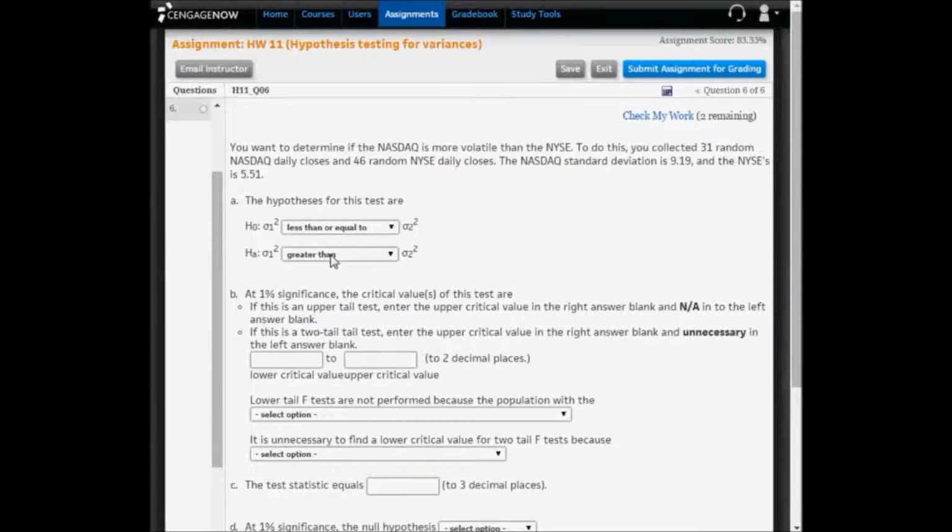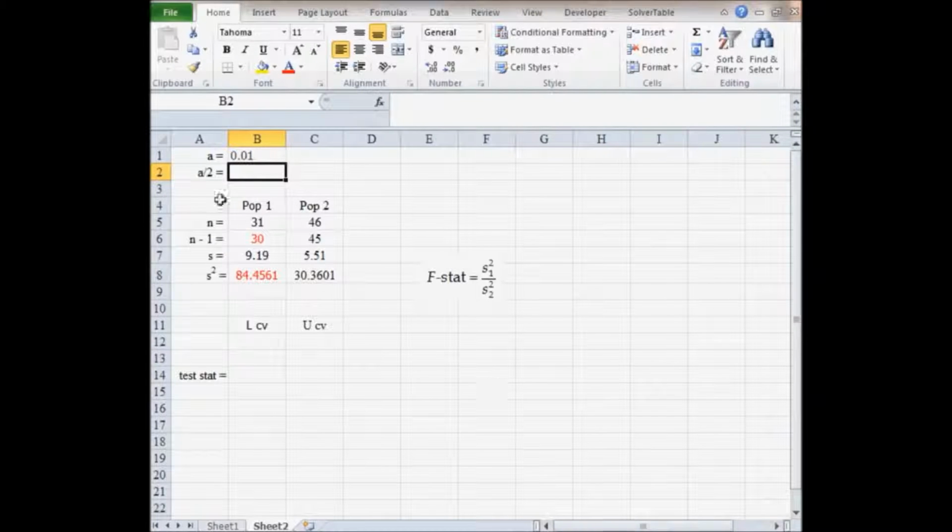This is an upper tail test. So because it's an upper tail test, we're going to put NA in the left answer blank. And we need to get the upper critical value for this upper tail test in the right answer blank. So it's a one-tail test, so we divide alpha by 1. We're in row 0.01 and 45 of the F table.